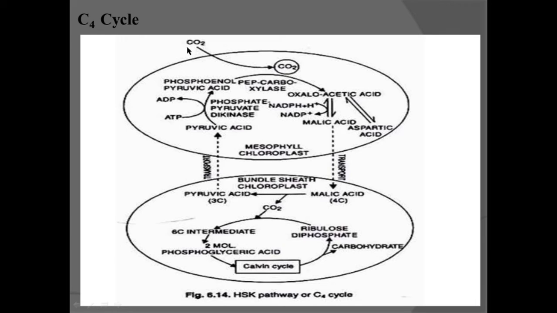Now, atmospheric carbon dioxide enters through open stomata into the mesophyll cell. And now, after entering, the carbon dioxide is combined with phosphoenol pyruvic acid. This is the CO2 acceptor in C4 cycle. This 3-carbon compound phosphoenol pyruvic acid combined with 1 carbon dioxide.